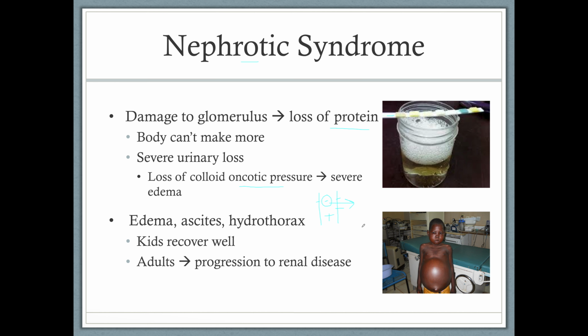So this could be total edema, which is throughout the entire body. There's ascites, like you see in this child. That's when fluid fills the abdominal cavity, or it can fill the thoracic cavity as well. That's called hydrothorax. And when kids have nephrotic syndrome, like this individual, this is from untreated strep throat. Again, there's a huge amount of antibody production, and then there's destruction of the glomerulus, and you see ascites. Kids recover really well from this, whereas adults unfortunately progress to more severe and chronic forms of renal disease.